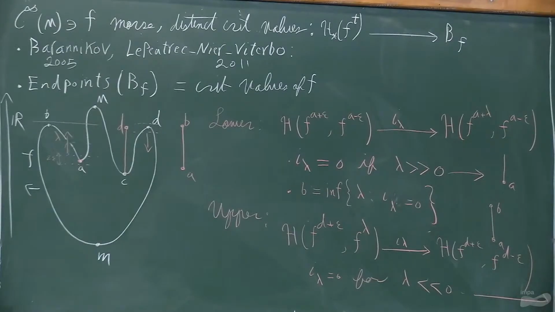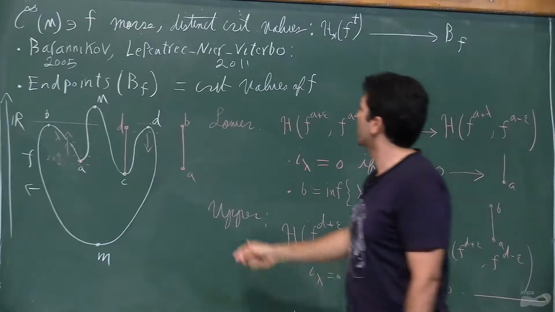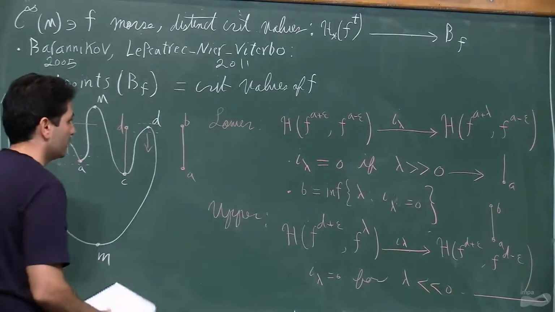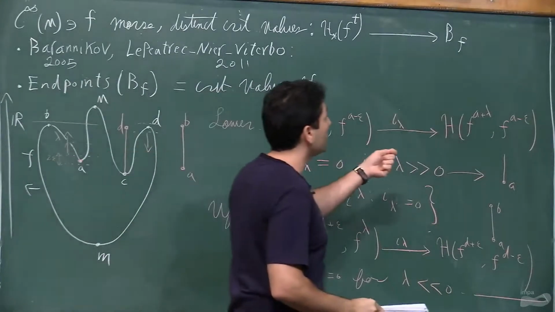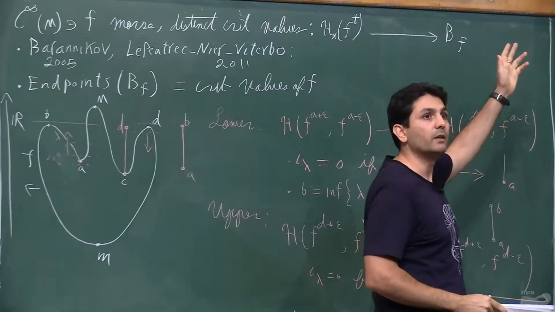Okay? And these are what in this paper are called upper critical points, or upper critical values, corresponding to the upper end of a bar.